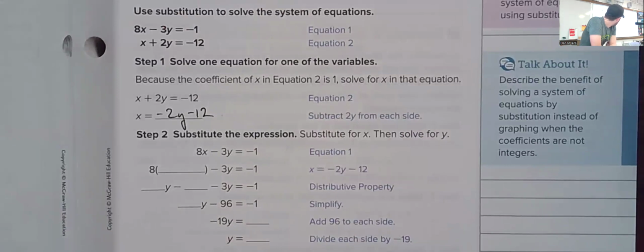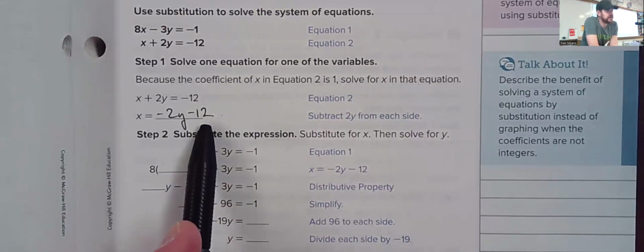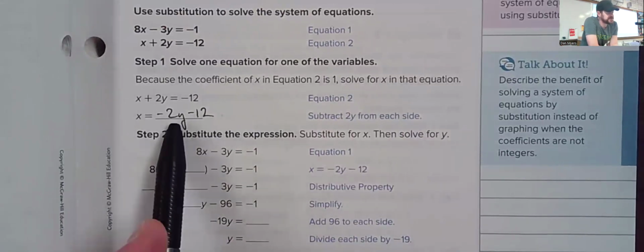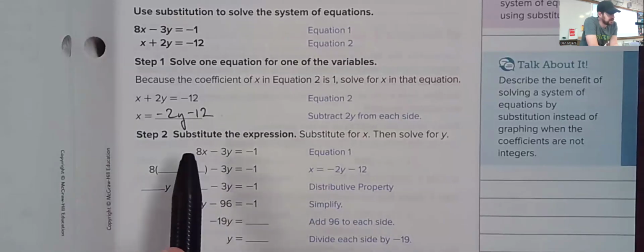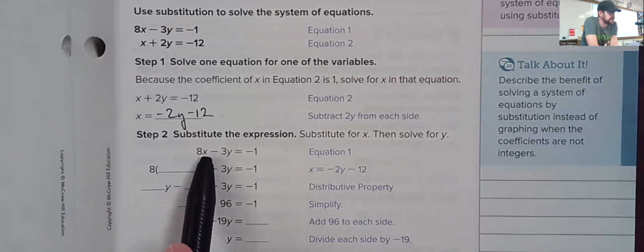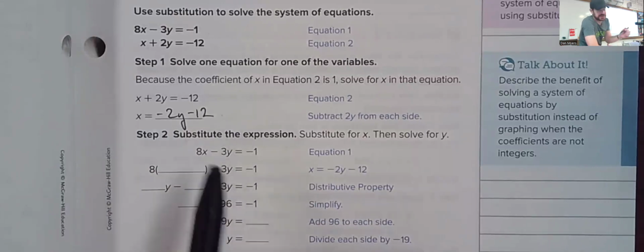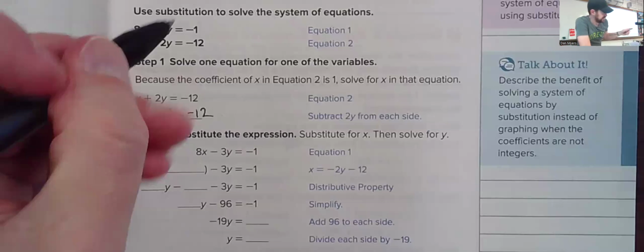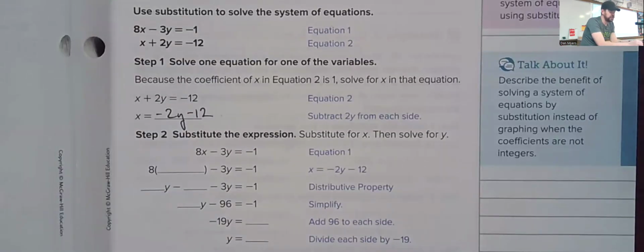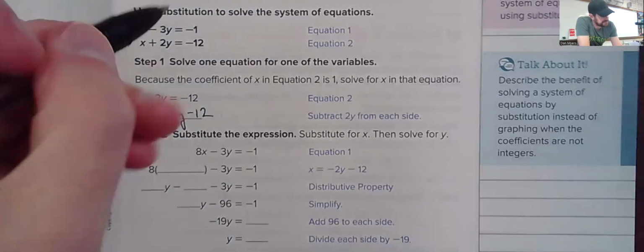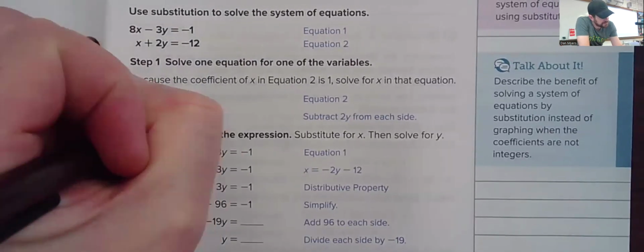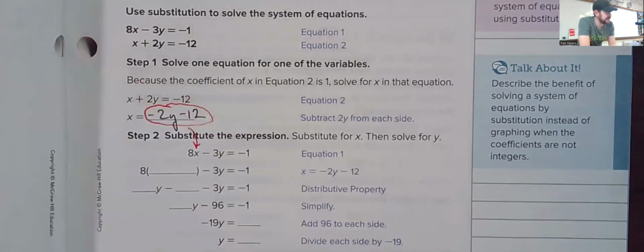All right. Now, in the second equation, x is equal to negative 2y minus 12, which means we are now going to substitute the value of x from the second equation in for the same variable in the first equation. Substitute that value into the other equation. So we're going to take negative 2y minus 12, and we are going to substitute that in for x in the first equation right there.